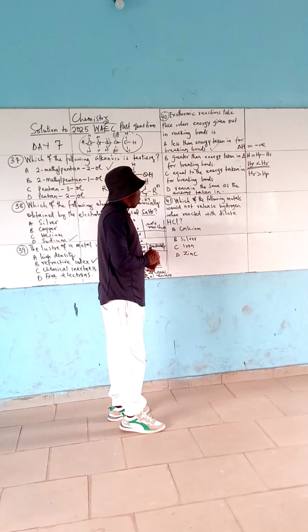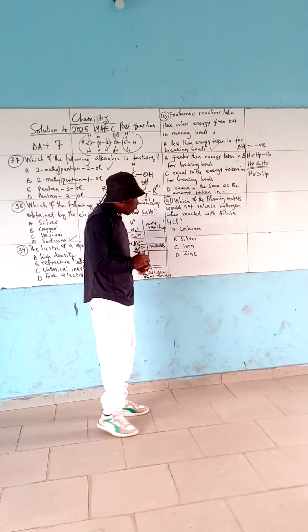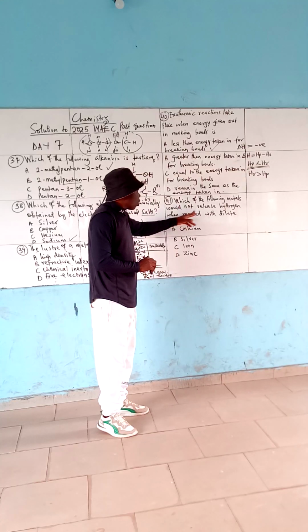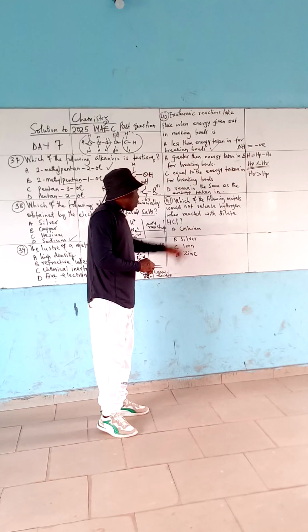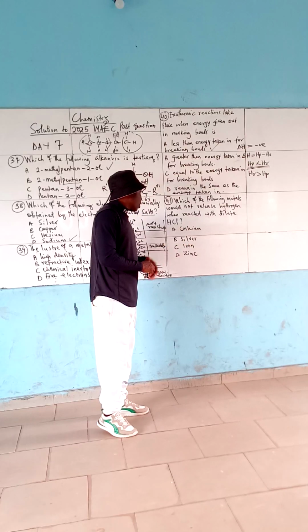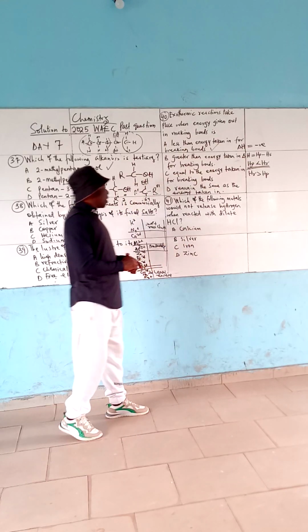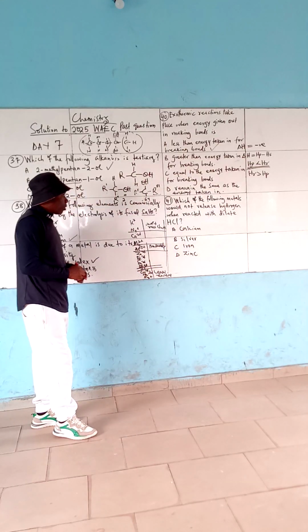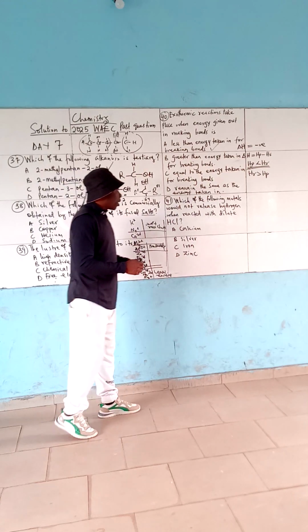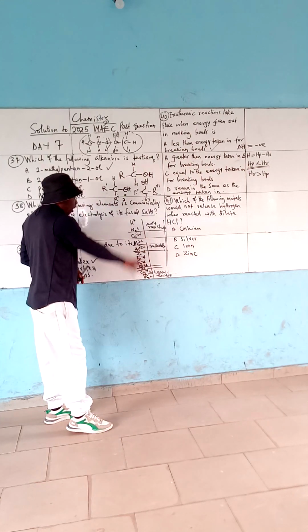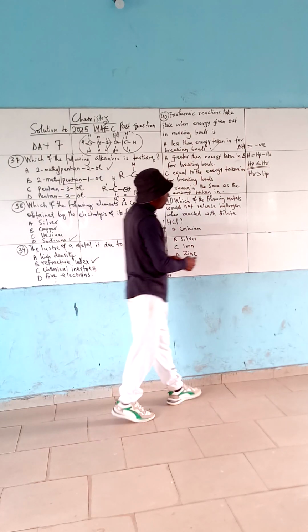Okay, question number 41. Which of the following metals would not release hydrogen when reacted with dilute hydrochloric acid? When reacted with what? Dilute hydrochloric acid. Symbol to this electropositivity. Now let's do it again.